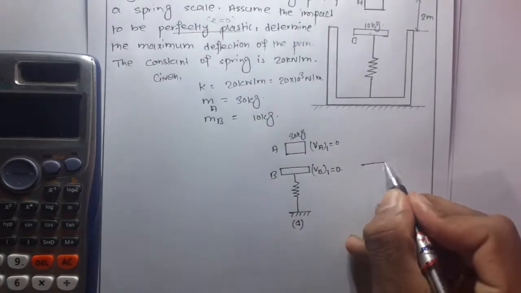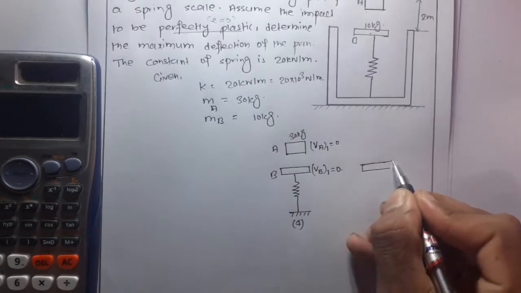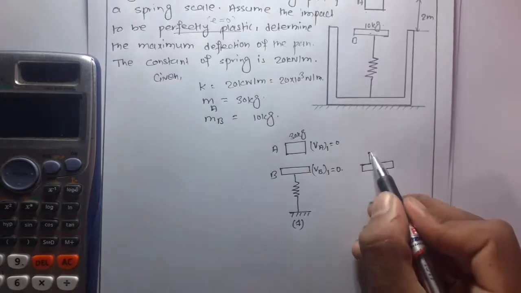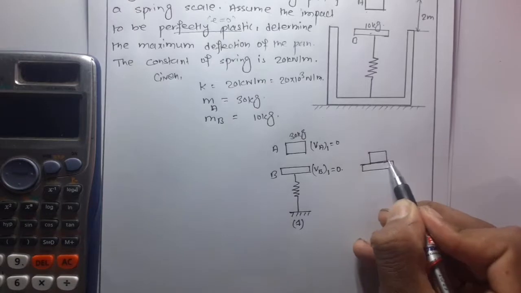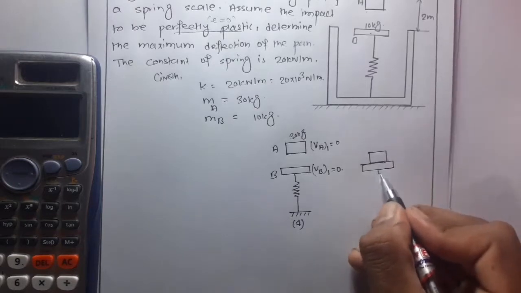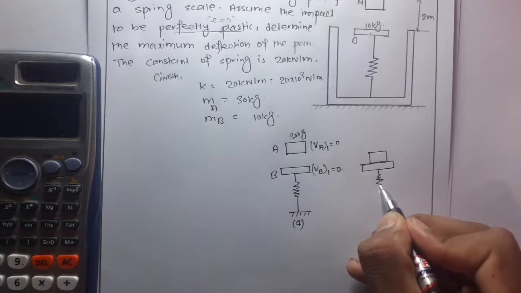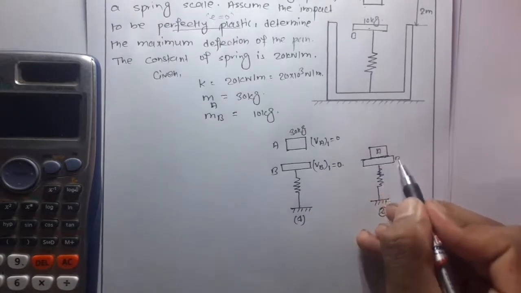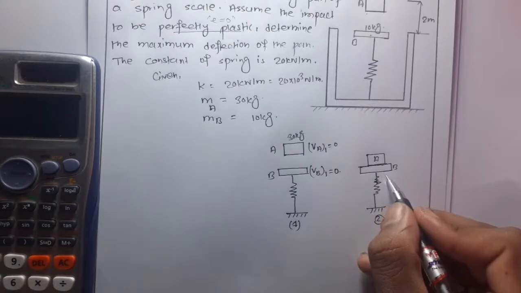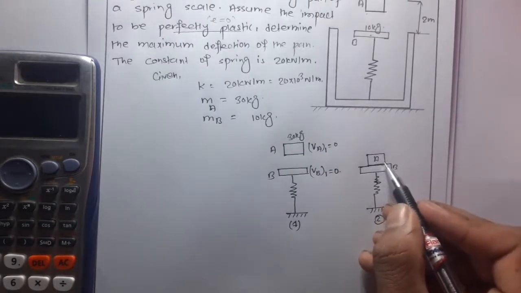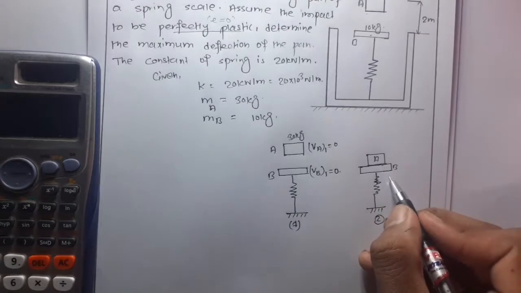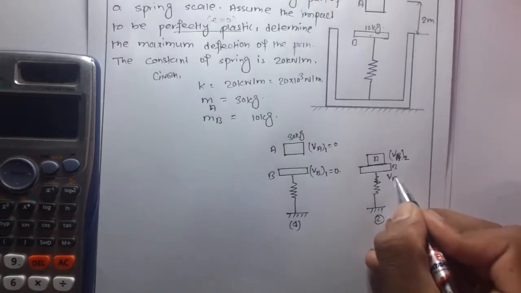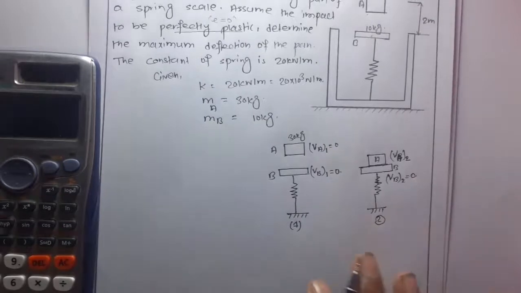Second condition, in position 2, after some time, block A is dropped onto the pan. This is A, this is B. Immediately after block A is dropped onto pan B, there is a certain value of vA2, but vB2 is 0 immediately.